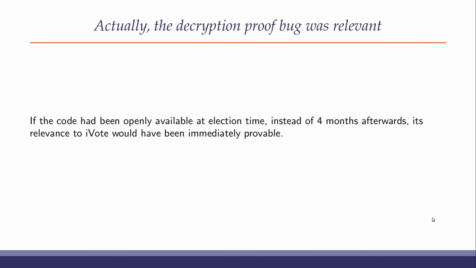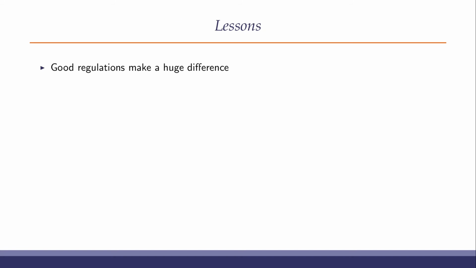So obviously, if the code had been openly available at election time instead of months afterwards, its relevance to iVote would have been immediately provable. As it was, we were suspicious, but we couldn't demonstrate that it was vulnerable. So I think an important thing for the world to take away from these two slightly different stories is that good regulations make a huge difference.